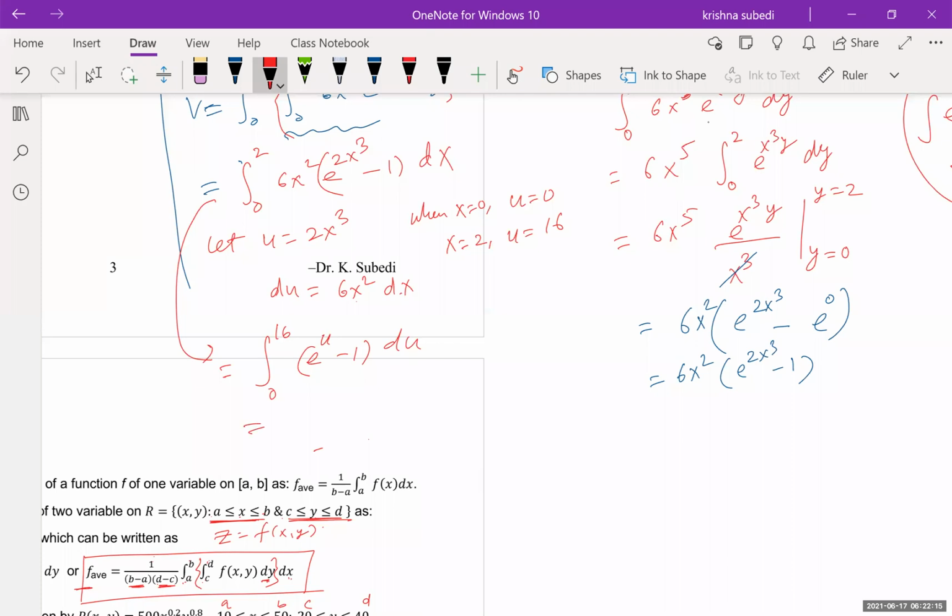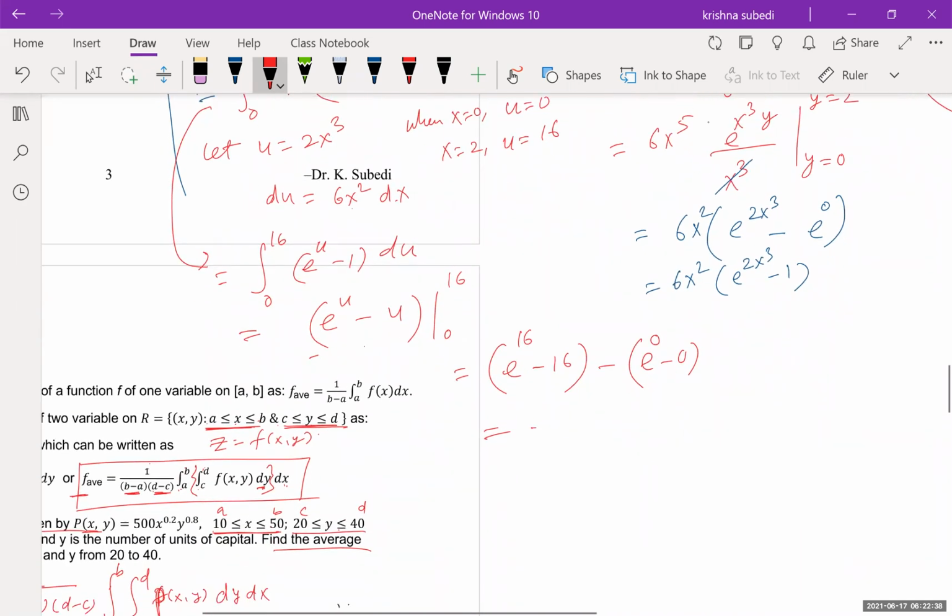So now with respect to u, this answer will be e^u, which remains the same, minus u, from 0 to 16. So you're going to get e raised to the power 16 minus 16, minus e raised to the power 0 minus 0. So what we got here is e raised to the power 16 minus 17, right? Because e^16 minus 16 minus e^0, which is 1. So your final answer is this. Any questions so far?